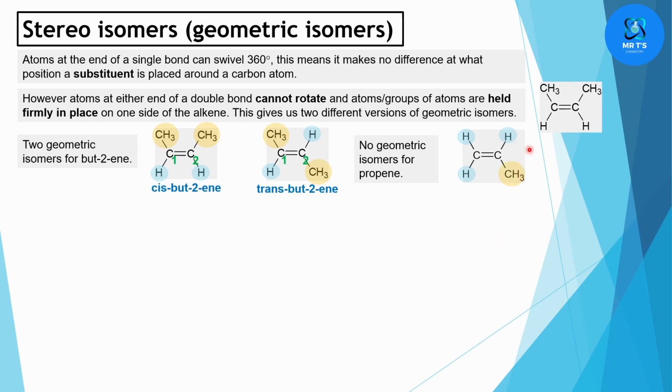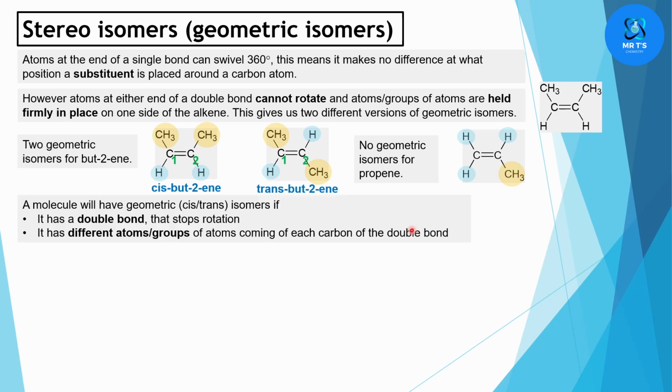We can't have a cis arrangement and a trans arrangement, because actually the hydrogens are in a trans arrangement, but they're also in a cis arrangement. So there's only one version of this that we can draw. It can't be geometric isomers.